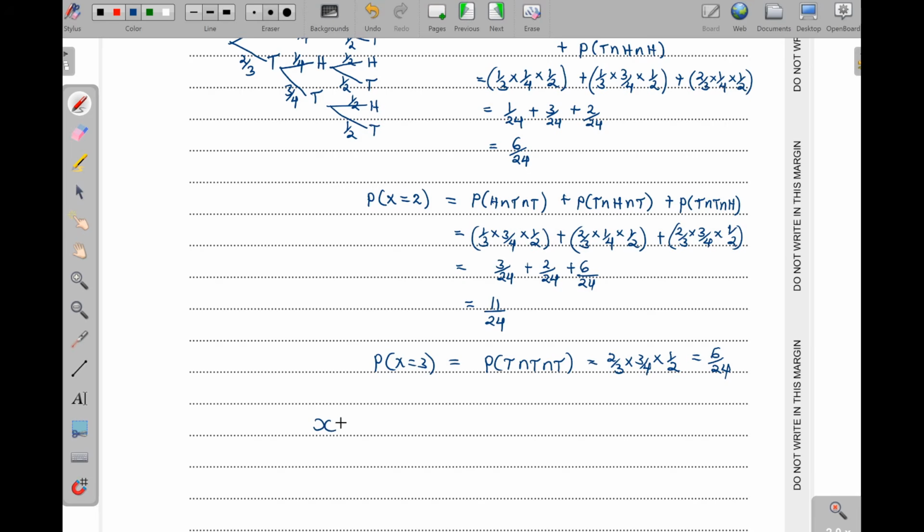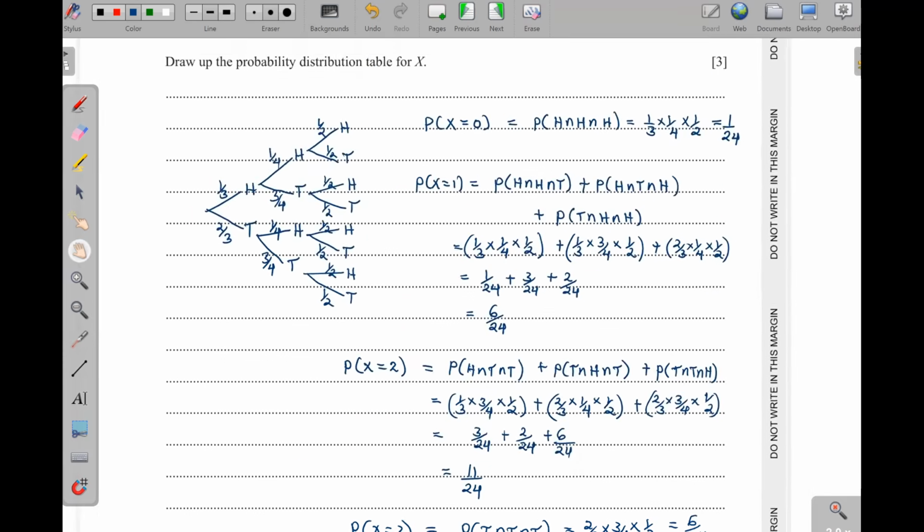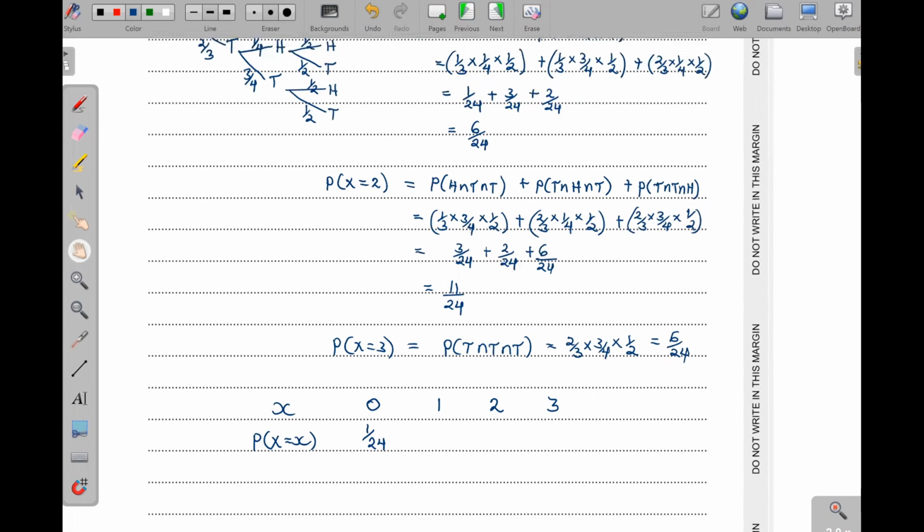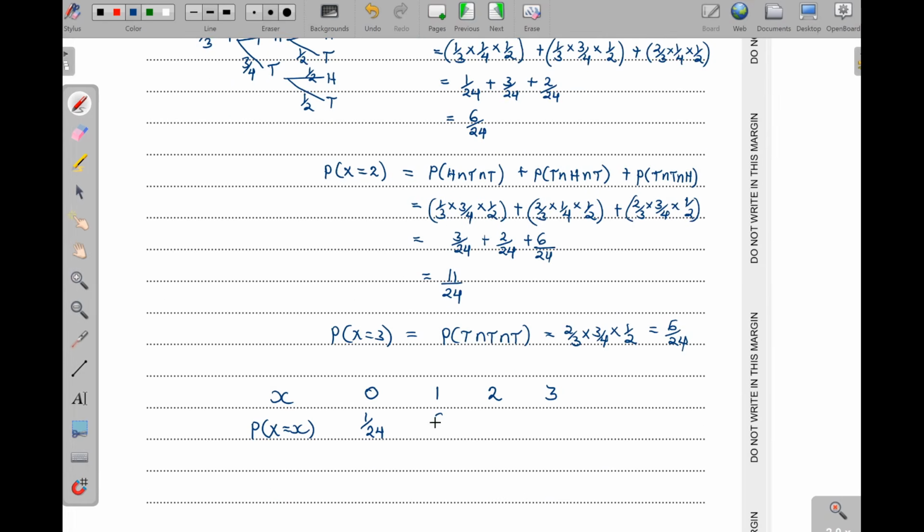We have x here, and then probability of x is equal to x. So we have 0, we have 1, we have 2, we have 3. For 0, it is 1/24. For 1, it is 6/24.